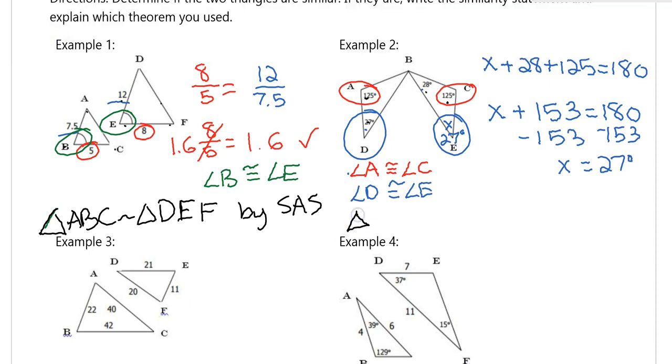So triangle ABD is similar to triangle, A was 125, so C. B wasn't circled at all, so in this triangle B is also not circled. And then D was my blue one, E. Alright, so triangle ABD is similar to triangle CBE by, what theorem did we use? Angle, angle. I used 2 angles there.